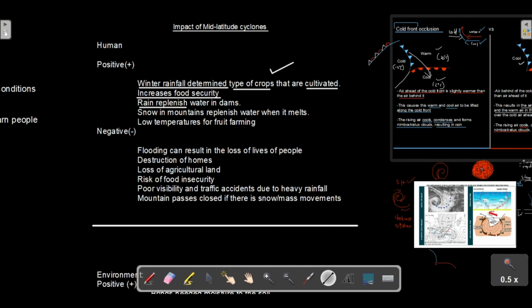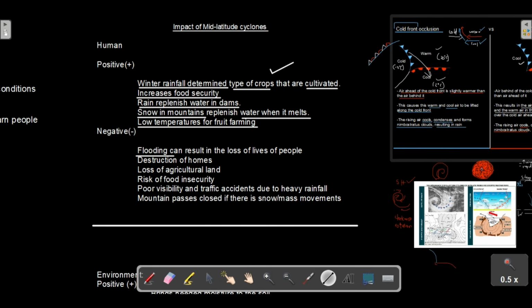Rain replenishes water in dams. We know that we are a water-scarce country, so this really helps us a lot in restoring water in our dams, so water levels increase for human consumption, because we are talking about human impact. And the snow in mountains replenishes water when it melts. Because we are going to have cold conditions, this will result in snow in mountainous areas, and of course it will eventually melt, filling up the same dams. Low temperatures are good for fruit farming. Some fruits really prefer lower temperatures, and so that's good for farmers and for the people who consume these fruits. So those are your positive impacts, and then negative impacts.